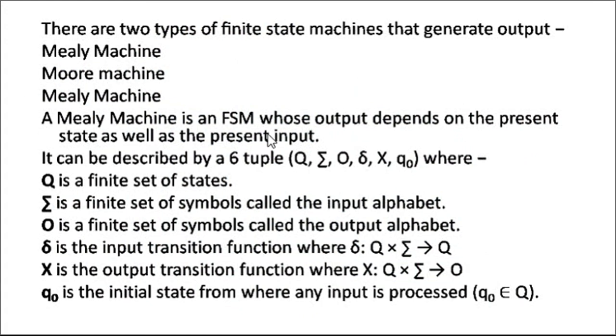A Mealy machine is a finite state machine whose output depends on the present state as well as the present input. It is described by a 6-tuple. These are the notations: Q is a finite set of states, sigma is a finite set of symbols called the input alphabet, and gamma is a finite set of symbols called the output alphabet. Delta is the state transition function, lambda is the output function, and the initial state is where the input is processed from.